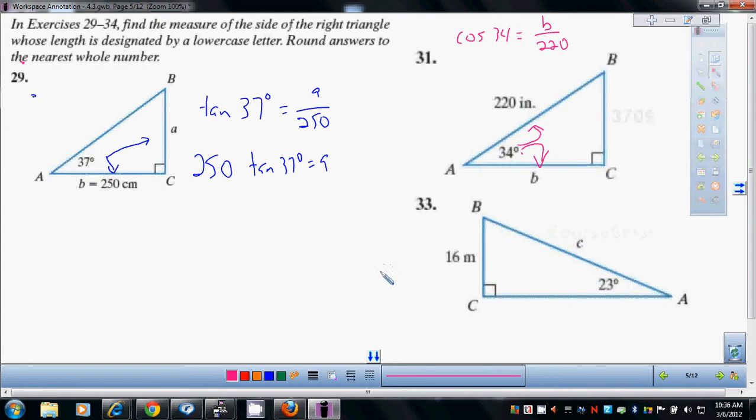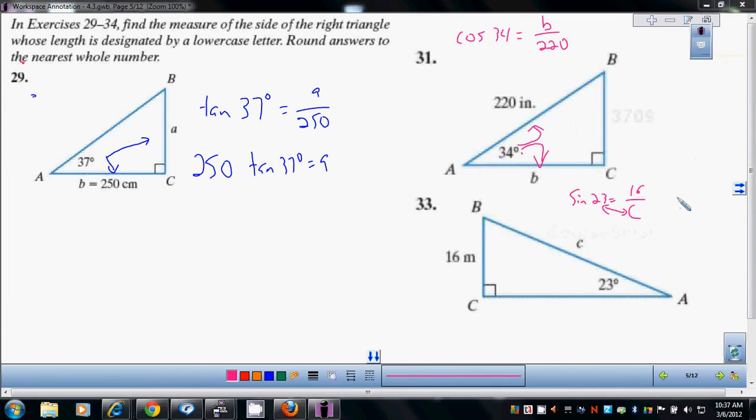We'll set up the 33. Obviously we're going to go from the only angle it provided. Which two sides do we have to work with? Opposite and hypotenuse, which is sine: opposite over hypotenuse. Now, please notice this. Whenever your variable's in the denominator, essentially these two pieces are just going to switch places, because you're going to multiply by c and then divide by sine 23. So this problem turns into c equals 16 over sine 23.